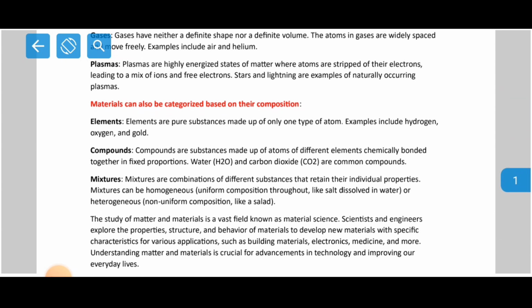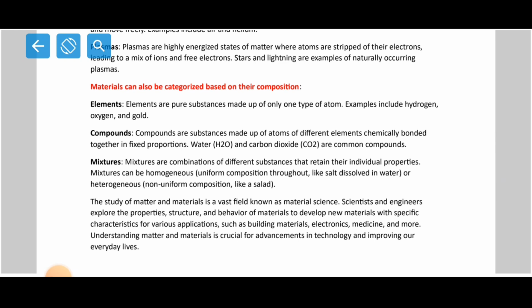Now materials can be categorized based on their composition. Now let us see, based on the composition, how can we categorize the materials. So elements are pure substances made up of only one type of atom. Examples include hydrogen, oxygen, and gold.